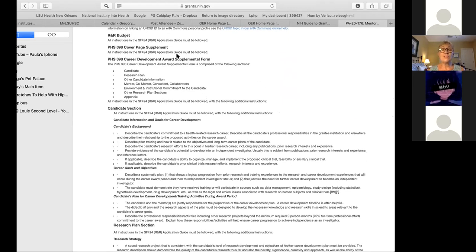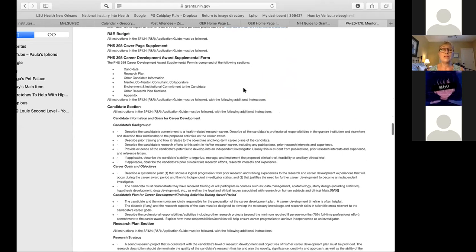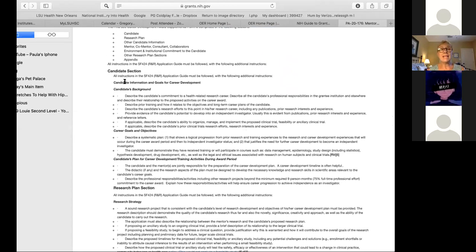And then it tells you there's a special section in this grant for the candidate information, the mentors, the environment, etc. And then it tells you what needs to go in those sections. Read this. Read it. I tell people all the time, did you read the instructions? Oh, yeah, I looked up. No. Read it.